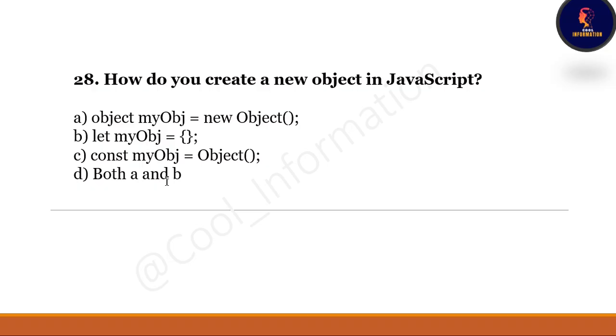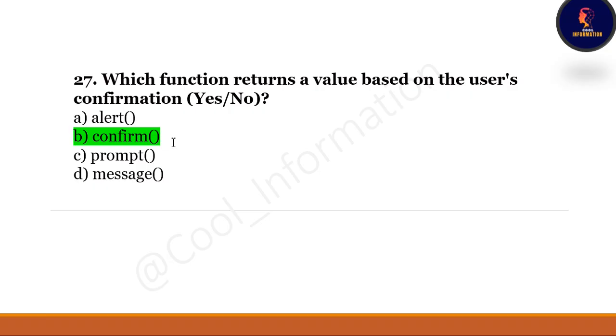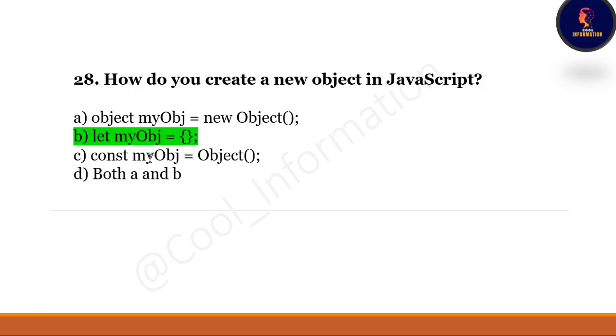How do you create a new object in JavaScript? Now three syntaxes are given to you, and option number B will be the correct option. Let myObject is equal to, and we will write curly brackets here. Now see, option A would also be correct if we used let myObject is equal to new Object, but here we used object, so that is not correct syntax, so only B will be the correct option.